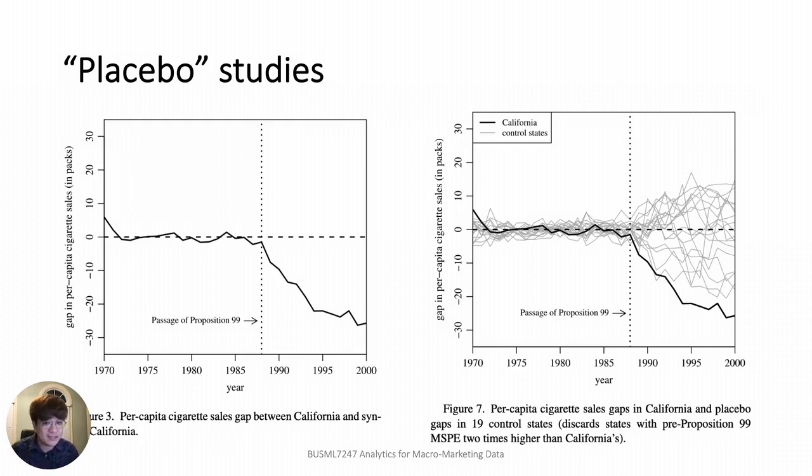If a clear sales gap is found in another unit where the intervention was not imposed, the estimated effect can be falsified. The gray lines indicate the gap between the actual and the synthetic sales for the other states. As you can see, no states show a clear gap like California's, supporting the estimated causal effect of Proposition 99 on the tobacco consumption.